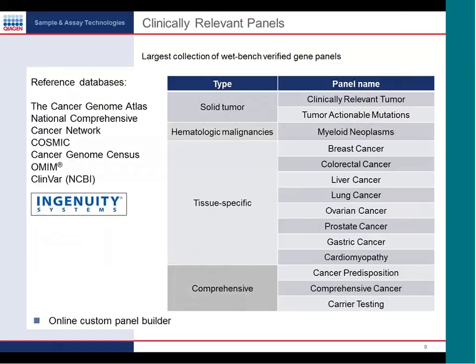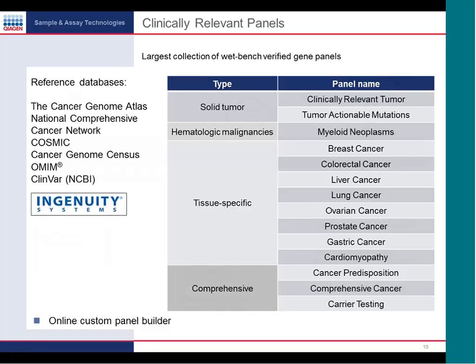And right now, we have the largest collection of wet bench validated gene panels in the market. So we have 14 different panels, ranging from different needs, all the way from very focused solid tumor panels, to hematologic malignancies, to tissue-specific panels. You name the cancer, and we have the panel for it, as well as a comprehensive cancer panel for carrier testing and cancer predisposition panels, and so on and so forth.